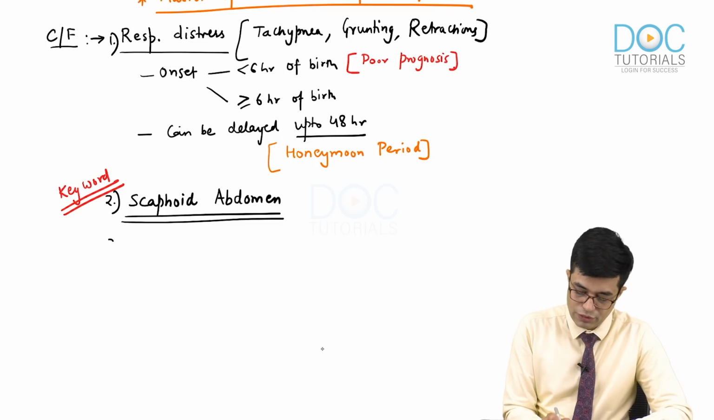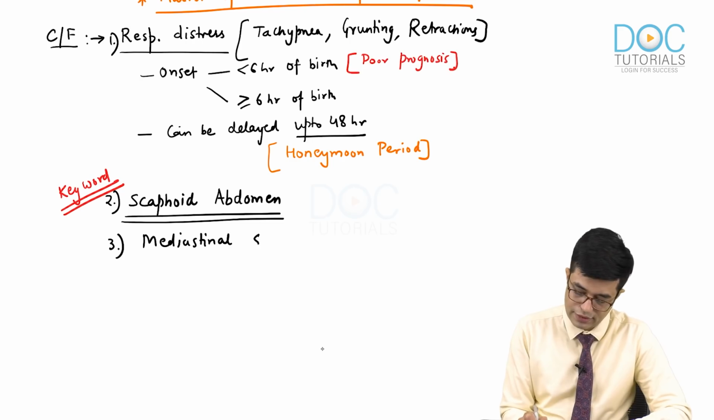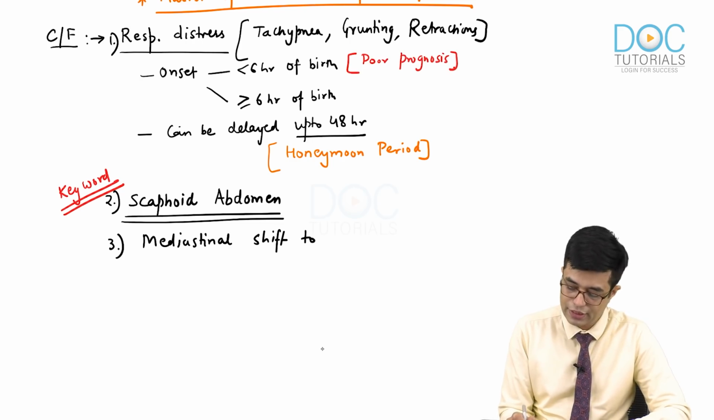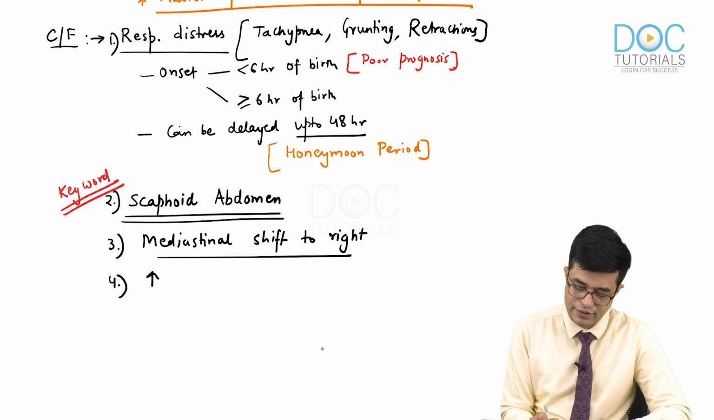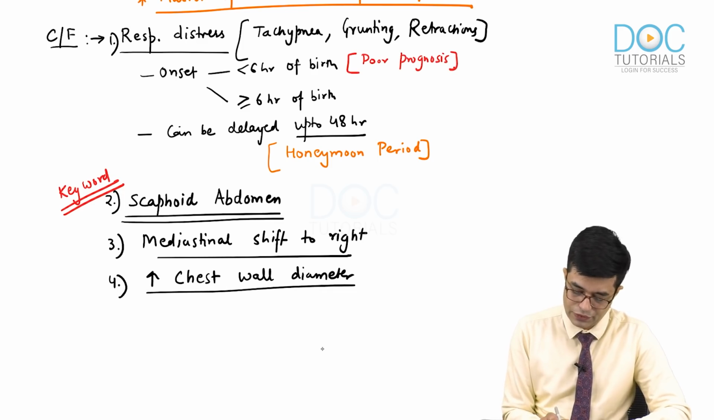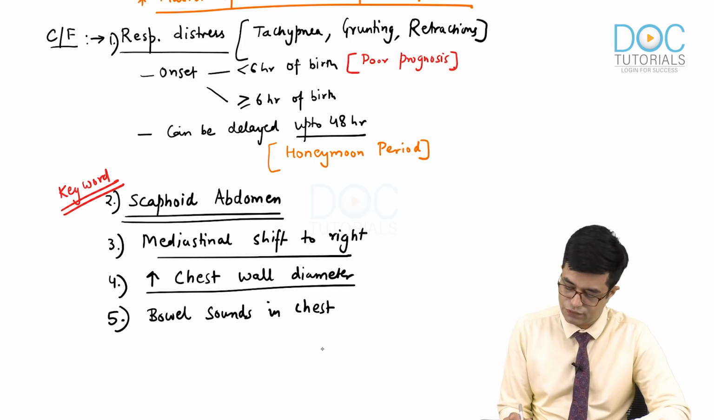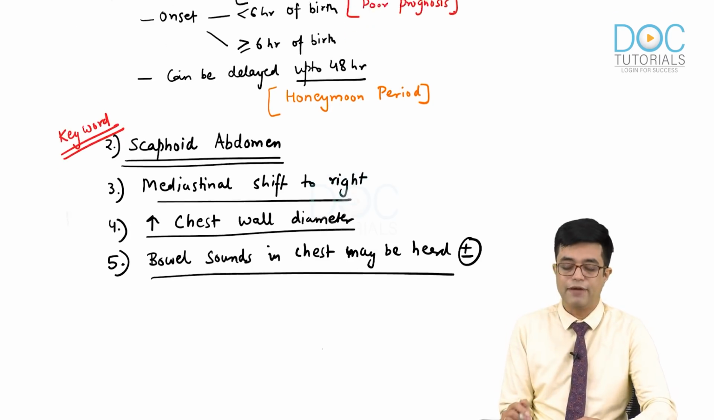In addition, other things which can be seen include mediastinal shift to the right, because herniation is happening on the left side. So, mediastinum and apex beat will shift to the right side. And the fourth feature, there will be increased chest wall diameter. And sometimes you may be able to auscultate bowel sounds in the chest wall. So, breath sounds will be decreased on the affected side, and bowel sounds in the chest may be heard. It is a plus-minus finding which can sometimes be seen in diaphragmatic hernia.